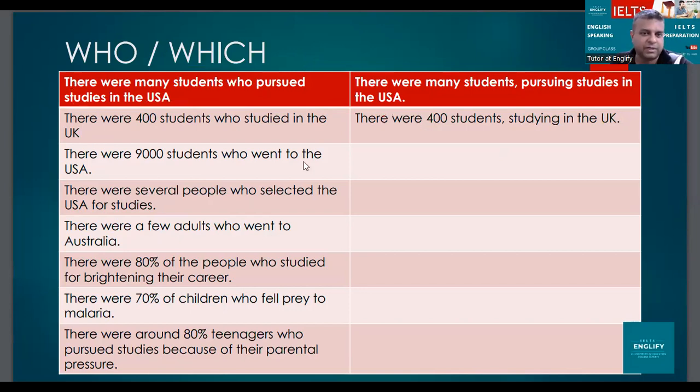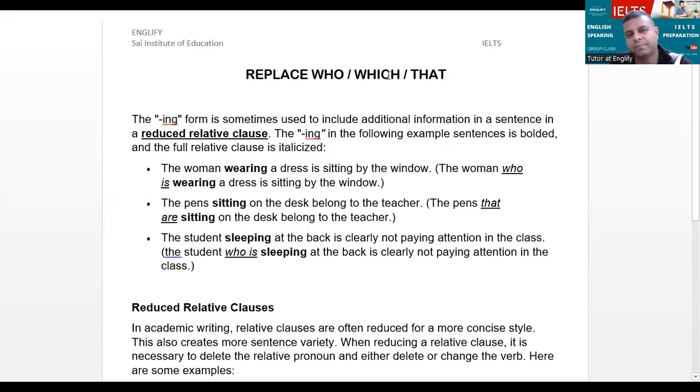Now, before we actually continue with the other sentences, let's first of all understand what we mean by reduced relative clauses anyway. So on your screen, I've just typed a couple of things, replacing who, which, and that. The gerund form, ing, is known as gerund. So gerund form is sometimes used to include additional information in a sentence in a reduced relative clause. Okay, what is reduced relative clause? We'll do in a minute.